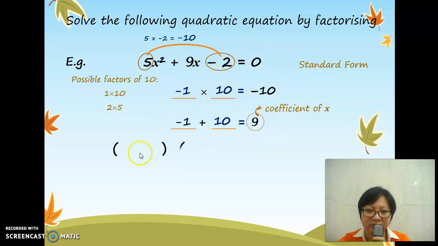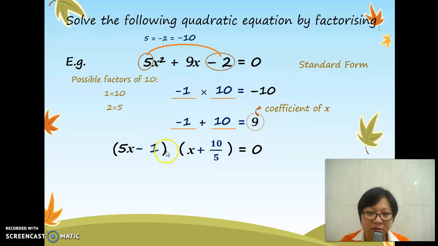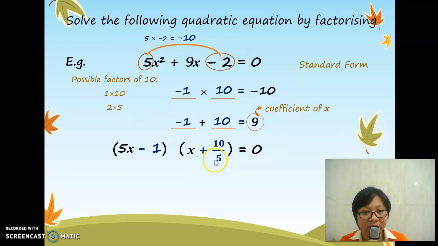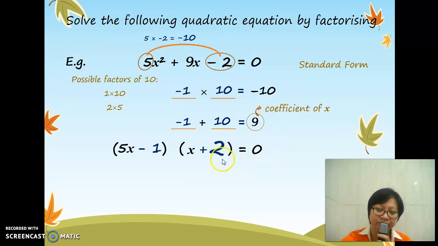Now it's time to create the brackets. Equals 0. And then the quadratic term 5x squared can be factorized into 5x times x. And then put the factors negative 1 and 10 on each bracket. So negative 1 over 5 and 10 divided by the coefficient of the x squared. 10 divided by 5 is equal to 2. Now, we have factorized the quadratic equation.